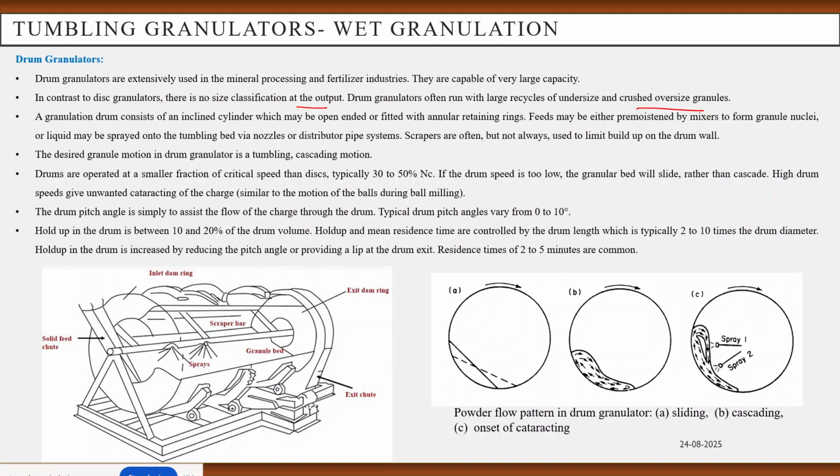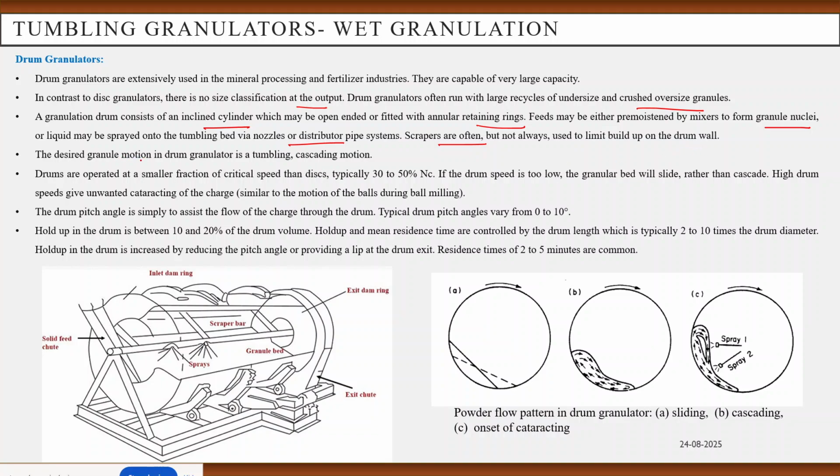A granulation drum consists of an inclined cylinder which may be open ended or fitted with annular retaining rings. Feeds may be either pre-moistened by a mixture to form the granule nuclei, or liquid may be sprayed onto the tumbling bed via nozzles or a distributed pipe system. Scrapers are often but not always used to limit the buildup on the drum wall.